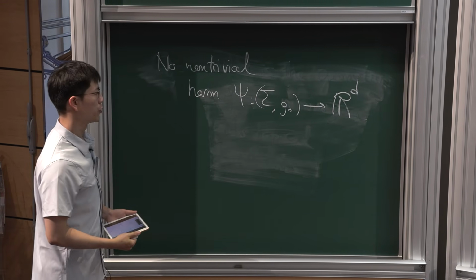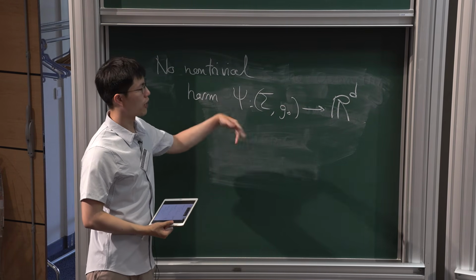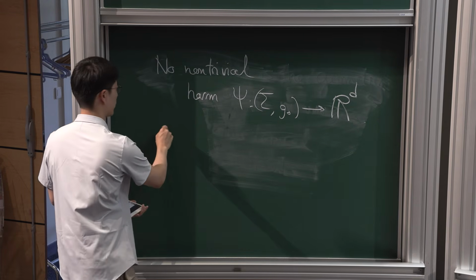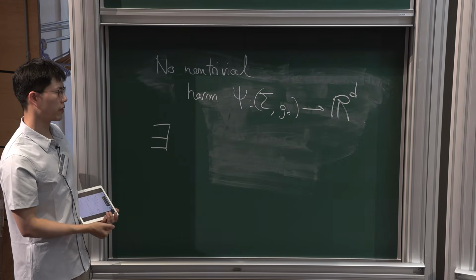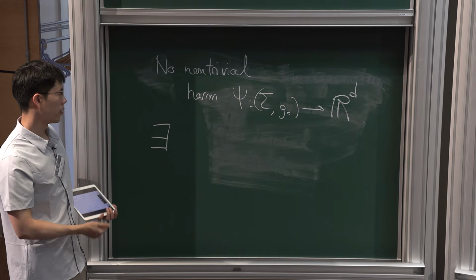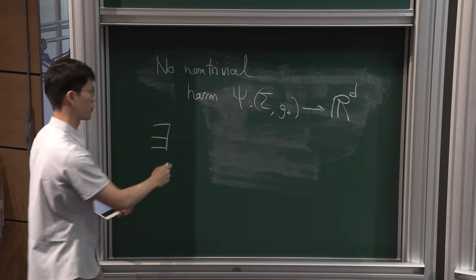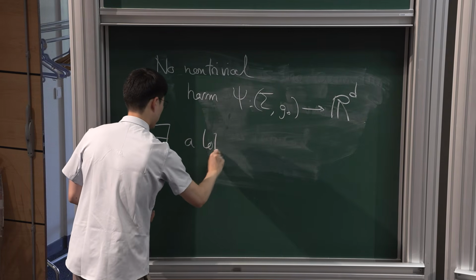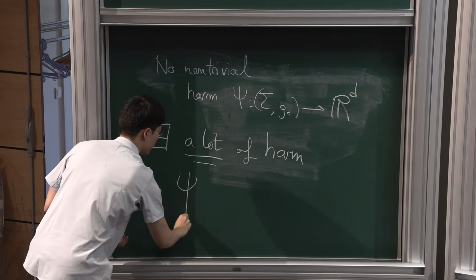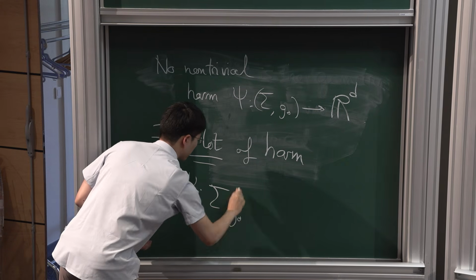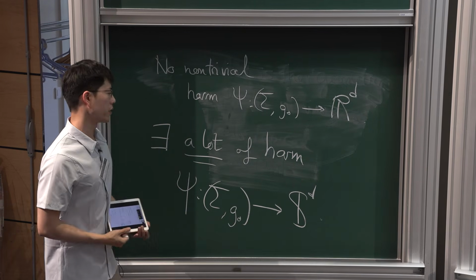So the next best thing you can do is to normalize the image and say that, OK, you want to impose the map to have image inside a unit sphere, say. But then, and this has been known for decades, there are many, many different harmonic maps from this given surface to a unit sphere. Already when d is equal to 3.